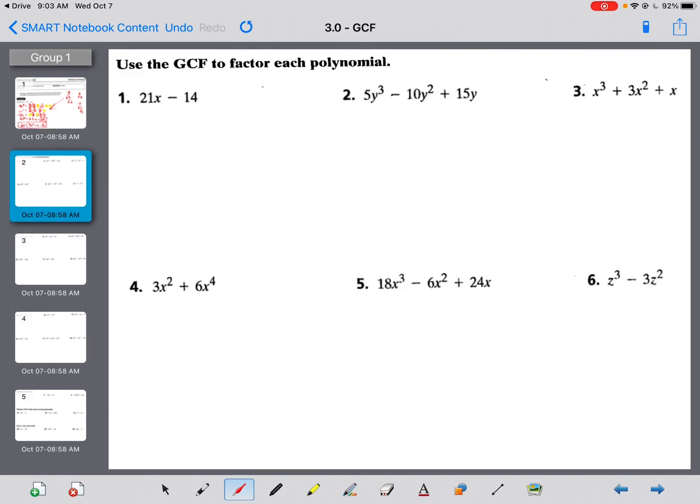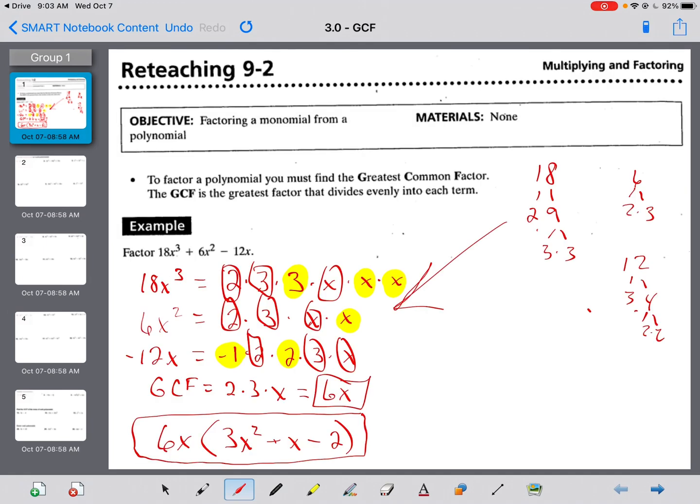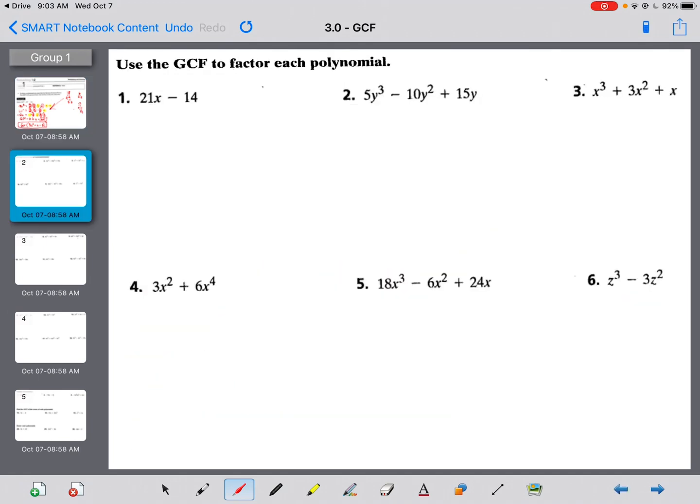So you have a worksheet. It's this worksheet, reteaching 9-2, okay? And we're going to use the greatest common factor to factor each polynomial. I just want you to pull the greatest common factor out. That's what it is. So what goes into 21 and 14? Well, 14 doesn't go into 21 because 14 twice would be 28. But 7 goes into both of them. And they don't both have an x, so just the 7, which leaves us with 3x minus 2.